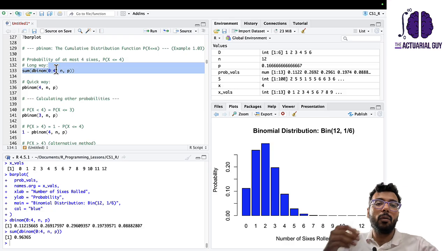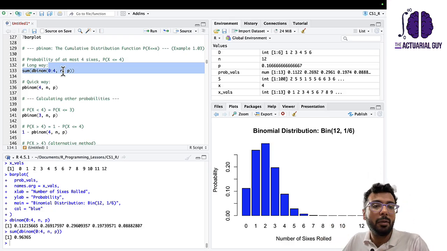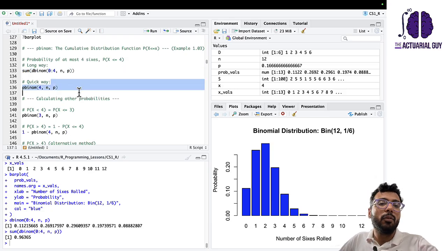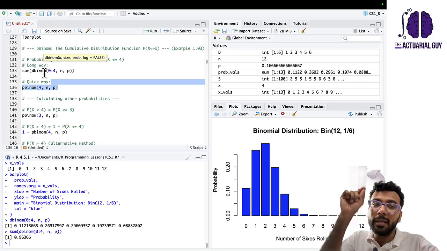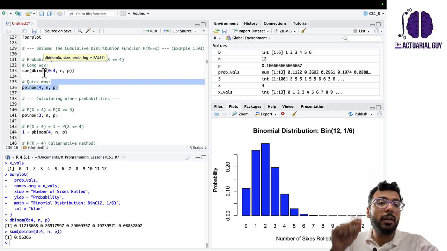Now, this is to get it using the dbinom function. You're just adding up the probability of less than or equal to 4 successes. But there's a quicker way to do it, which is to directly calculate the CDF at 4 successes. You can use the pbinom function instead of dbinom. This is the second binomial distribution function that I'm introducing after dbinom. dbinom gets you the probability mass function. pbinom gets you the cumulative distribution function, the CDF.